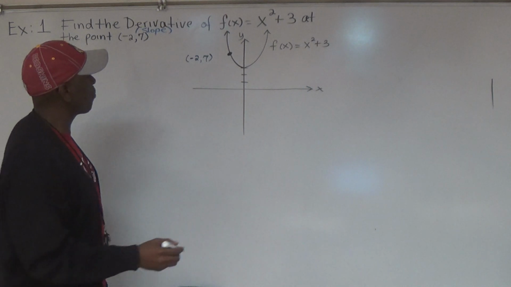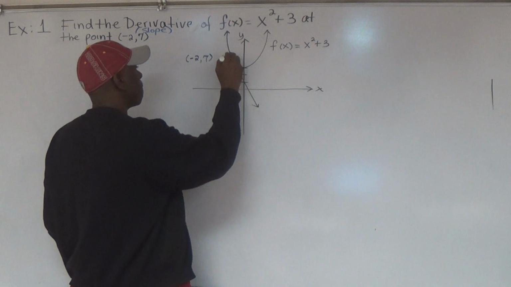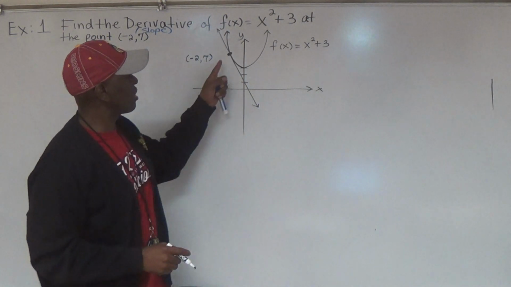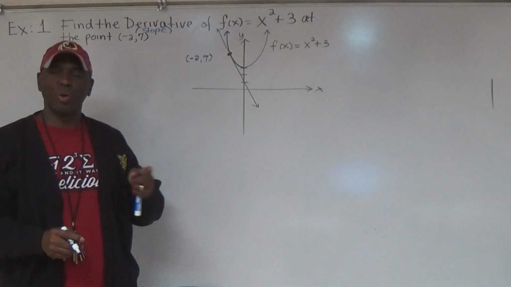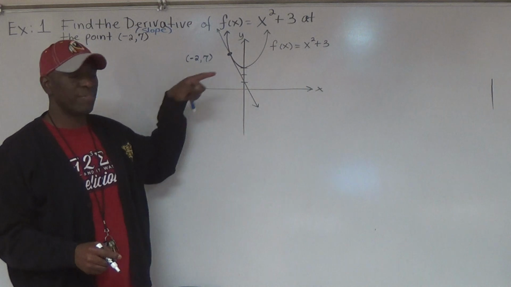And right there at that point is a tangent line. There's a tangent line right here. And the tangent line touches the curve only at one point. And that's the point right there, (-2, 7).